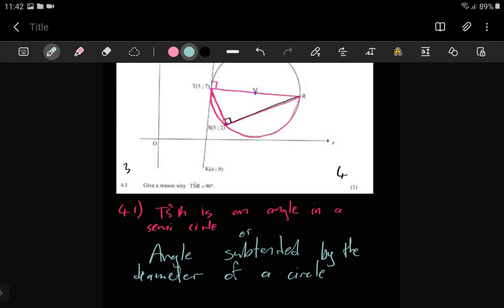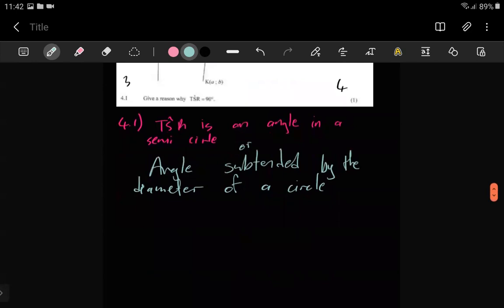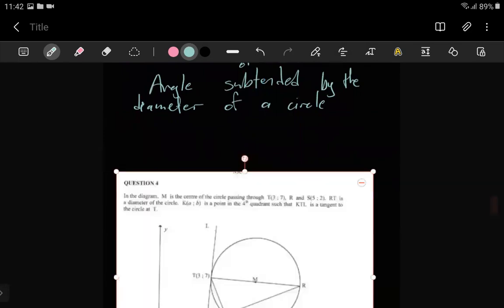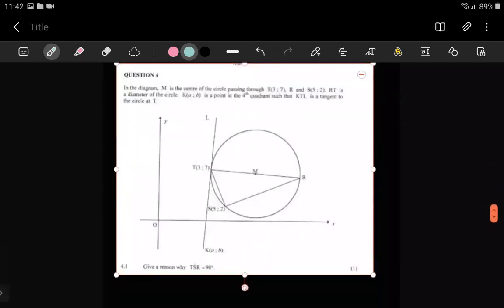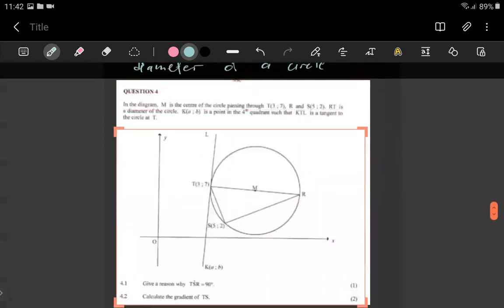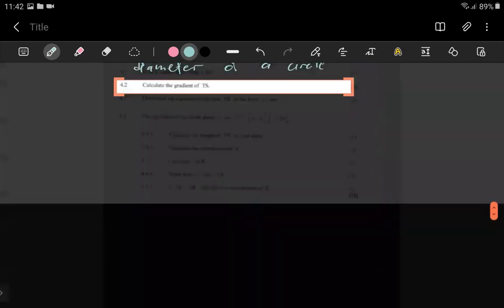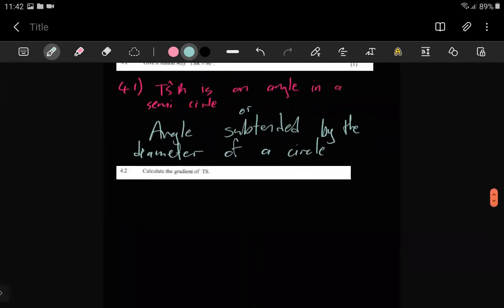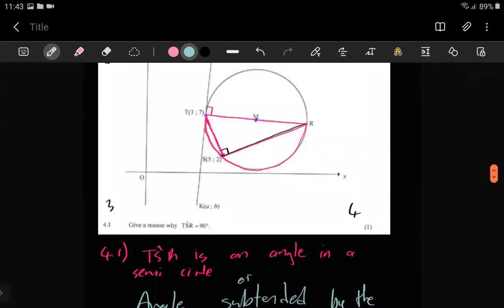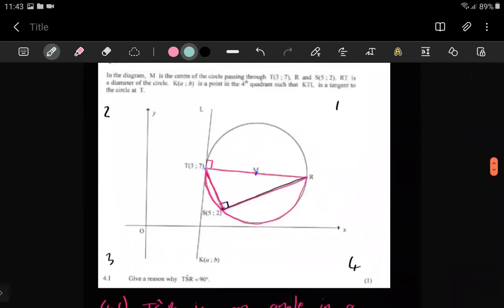What else? So, with this being said, let's see what the next question is asking us to do. I'm going to crop this out. They're asking for the gradient of TS. TS is this line here.